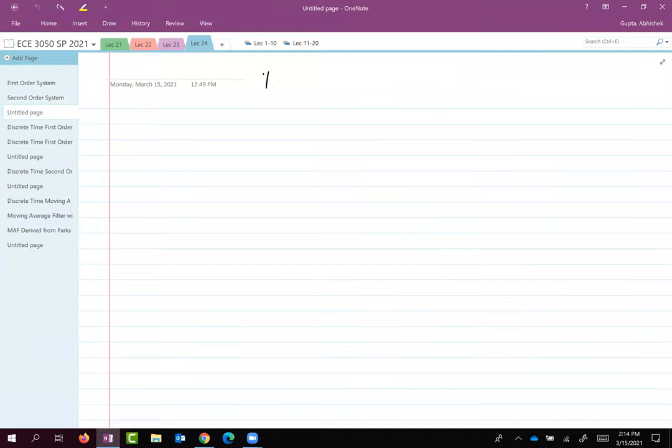Let's talk about discrete time systems. So we have talked about continuous time first order systems and continuous time second order systems. We've studied the Bode plot. Now we will talk about discrete time systems and look at the Bode plot for discrete time systems.